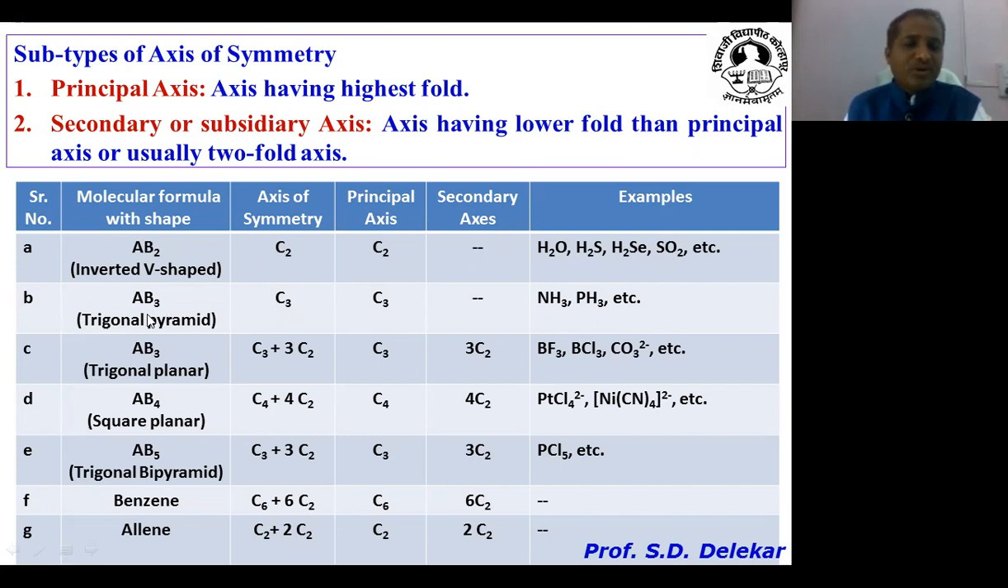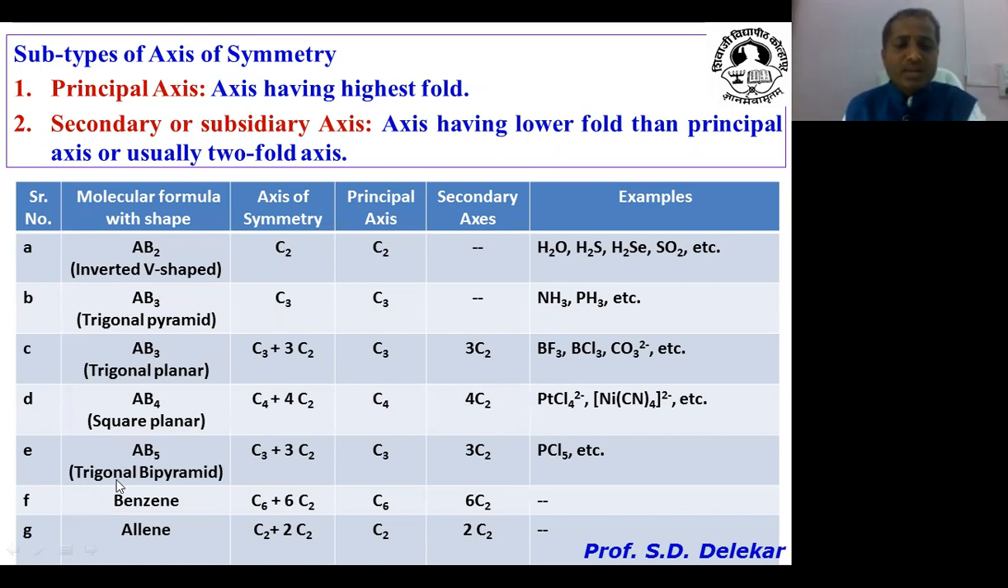In case of an AB3 molecule having triangular pyramid geometry, like NH3 or PH3, the overall axis of symmetry is C3, which acts as the principal axis. Then for AB3 having triangular planar geometry, the overall axis of symmetry is C3 plus C2. So there are two folds, one is three fold and another is two fold. The highest fold is the principal axis, and the others are secondary axes. This overall set is called the D3 set. Then for the AB4 molecule, the overall axis of symmetry is C4 plus 4C2. C4 acts as the principal, and 4C2 acts as the secondary axes.